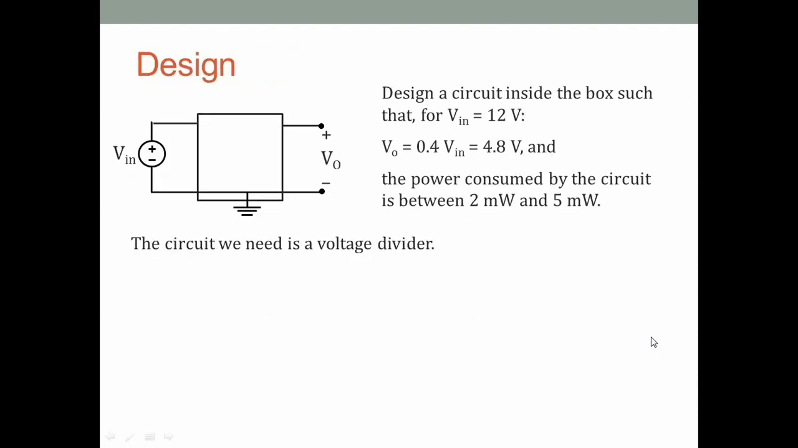Alright, let us look at a small design problem. Let us say that we are asked to design a circuit inside this box such that if Vin is equal to 12 volts, then Vout is equal to 0.4 times Vin, which is 4.8 volts. And we are also asked that the power consumed by this circuit must be between 2 milliwatts and 5 milliwatts. So Vo is lower than Vin, so the circuit we need is a voltage divider.